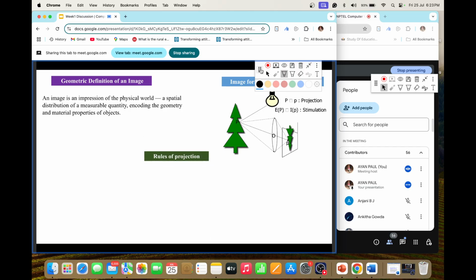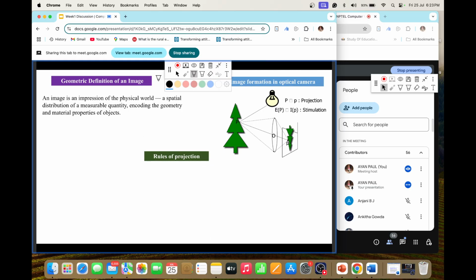Okay, so you can see this is the image formation in the optical camera. This is a tree, and if we are focusing on this point, the light will be reflected from this point, focused through a lens, and the image will be formed on the image plane. This is the object plane and this is the image plane. In between there will be a lens. So that is how the image will be formed.